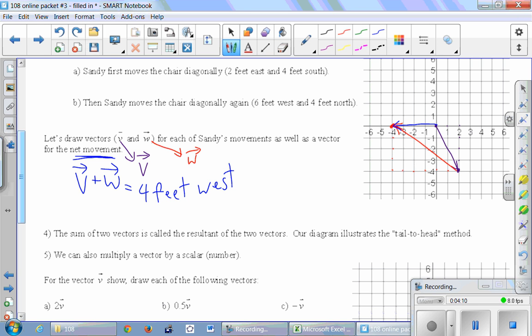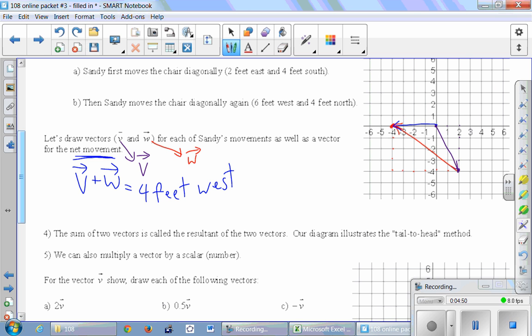4, the sum of 2 vectors is called the resultant of the 2 vectors. Our diagram illustrates the tail to head method. So some vocabulary you'll find in the book, but the tail of the vector is this guy out here, and the head of the vector is where that arrow is. So the tail to head idea says if you want to take this vector and add this vector, what you should do is draw this guy until you end up at the head of that vector, and then from there draw the tail of the other guy. And then when all is said and done, you start with the tail of the first thing and end at the head of the second thing, tail to head.